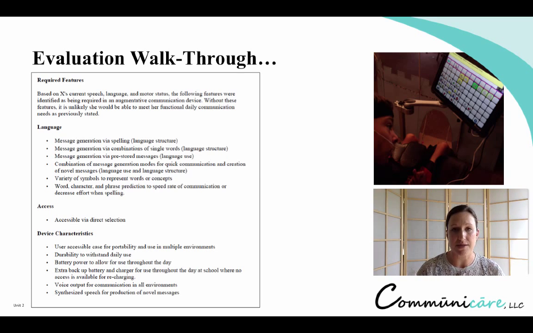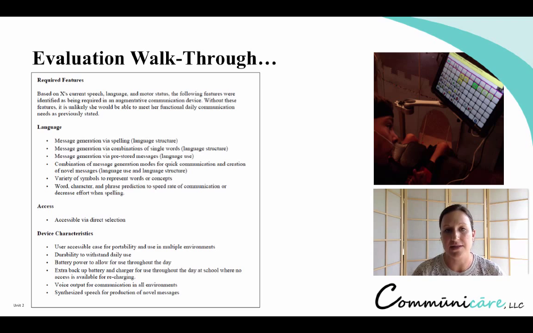So what kind of language system is needed? Do they need just pictures or a combination of pictures and words? Do they need spelling and word prediction? What kind of symbols are they able to understand or represent? Do they need a specific symbol set based on their environment? We also have to talk about how the individual is going to access the device. If it's direct selection, do they need a key guard? If they need some indirect selection options such as scanning, more and more information is needed about that.